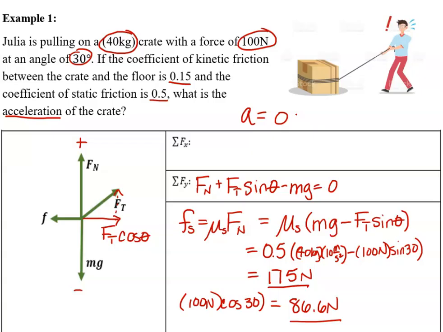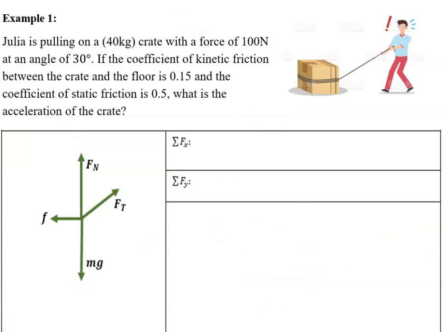Now, if this was already moving, say for example, it's already moving with a velocity of 1 meter per second, then all of our calculations would be for kinetic friction. So let me erase everything here. And let's do this as if it's already moving with a velocity of 1 meter per second. The velocity doesn't matter. We're just saying it is moving. So let's calculate the acceleration using kinetic friction now because it's moving.